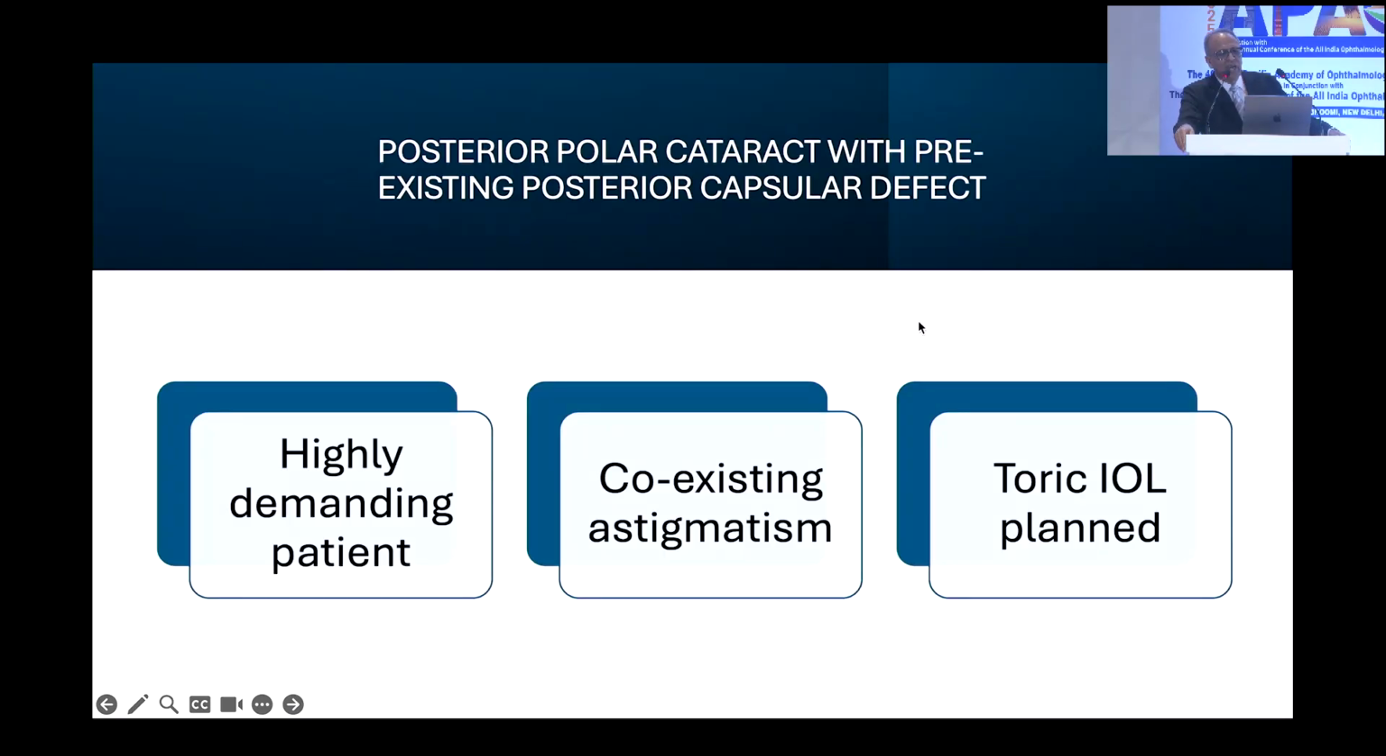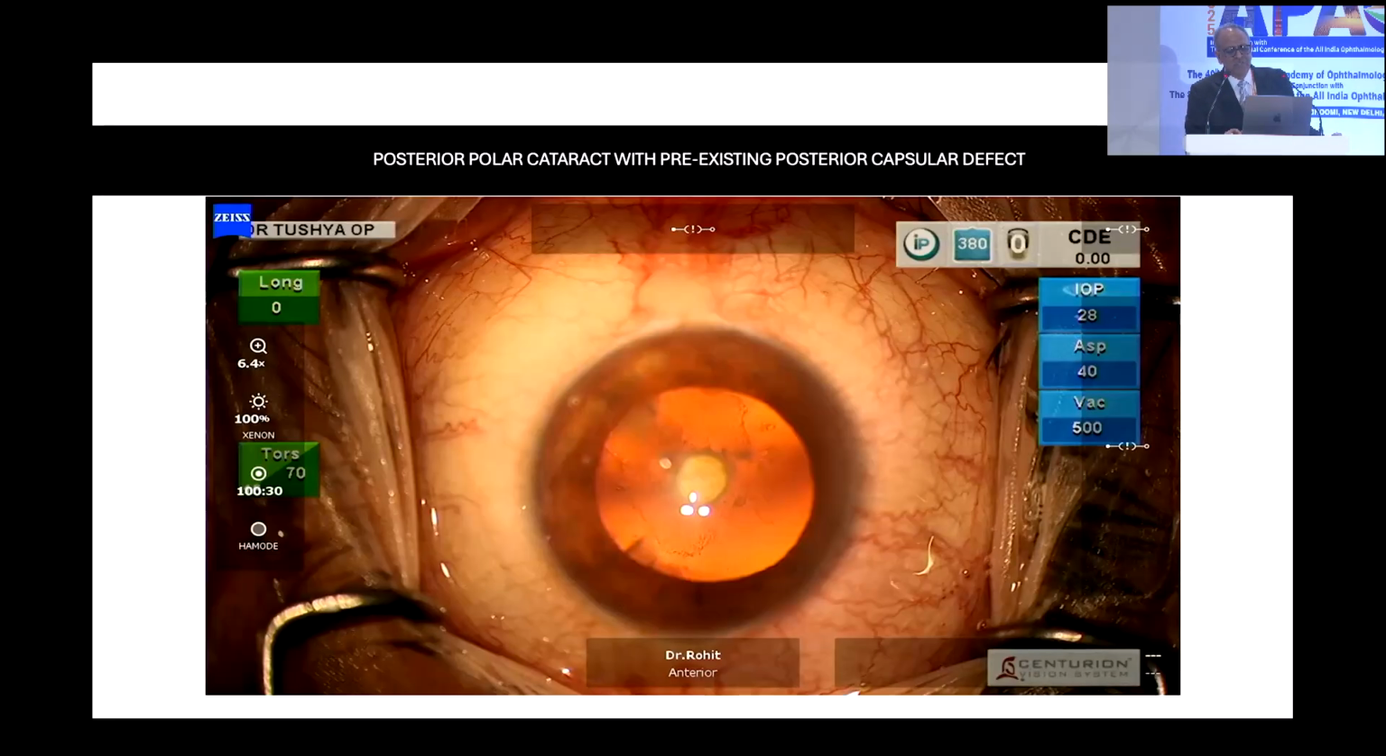So this was a highly demanding patient who had a posterior polar cataract with a pre-existing posterior capsular defect. He was highly demanding. There was a coexisting astigmatism, and the patient wanted a toric intraocular lens. On anterior segment OCT, you can see there's a moth-eaten appearance. So it was almost conclusive that it is a pre-existing defect.